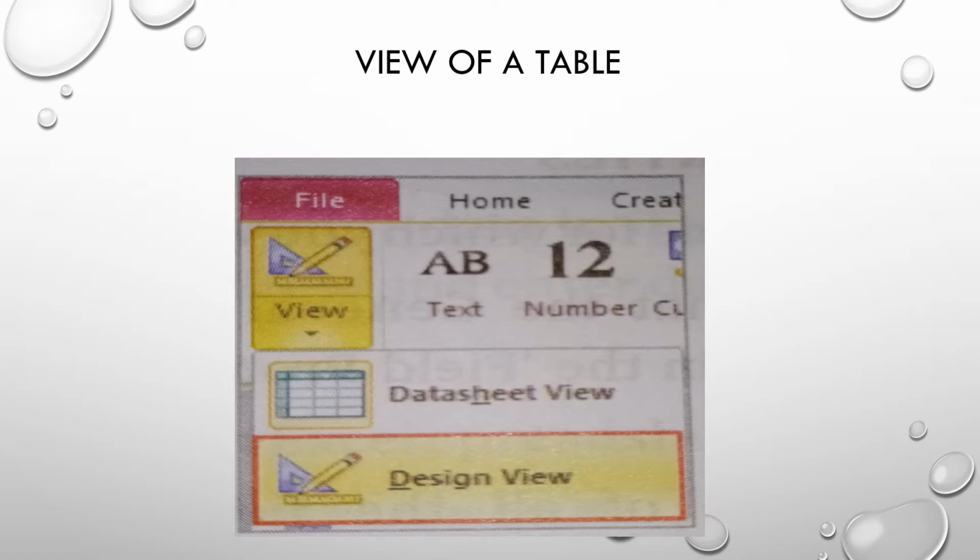Now, first is the view of a table. You can work on a table in two views: design view and datasheet view. The first one is design view. In design view of a table, you can enter the field name, their data type and the description. The design view is divided into two parts. The first one is the field grid pane and the second one is the field properties pane.